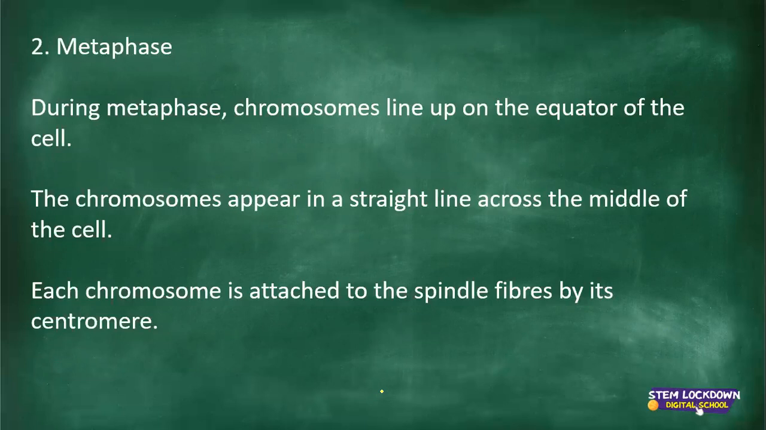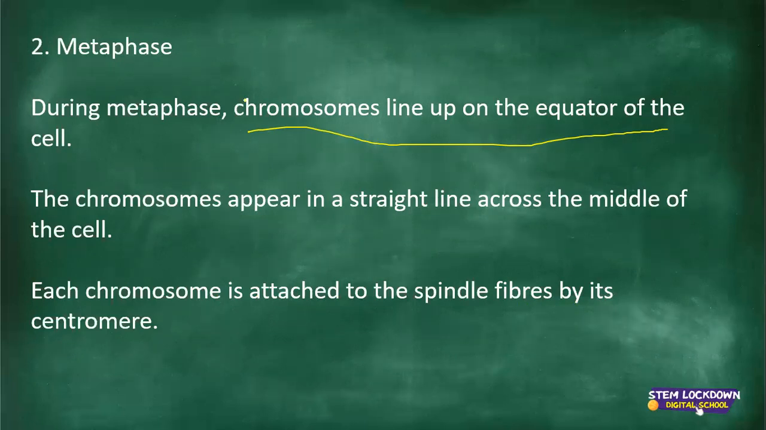Now we are moving to metaphase. During metaphase, the chromosomes will line up on the equator of the cell. Metaphase, chromosomes are lining up on the equator of the cell. The chromosomes appear in a straight line across the middle of the cell. Each chromosome will be attached to the spindle fibers by its centromere.